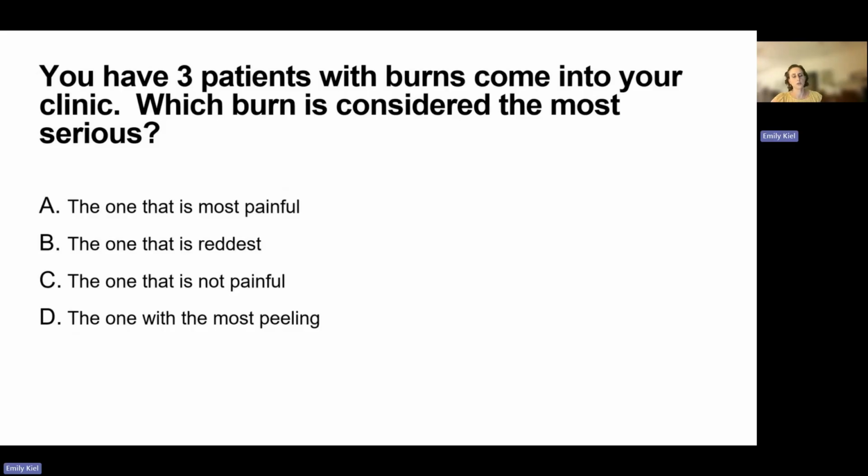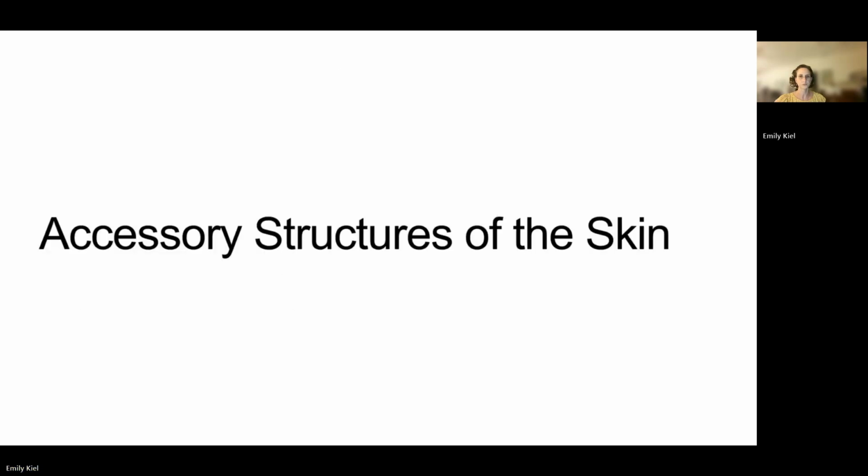So question for you, we've got 3 patients that are coming into our clinic. Which burn are we going to expedite up the chain and triage as the most serious? Take a minute, look at your answer, and choose your answer. And I hope that you chose the one that is not painful, because that means it's a full thickness burn and it's going to be the most serious.